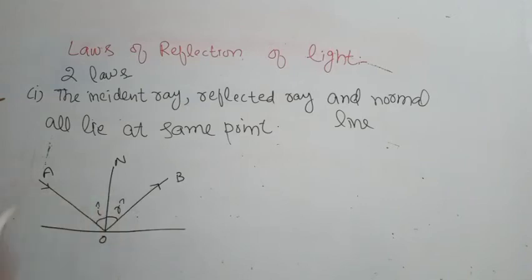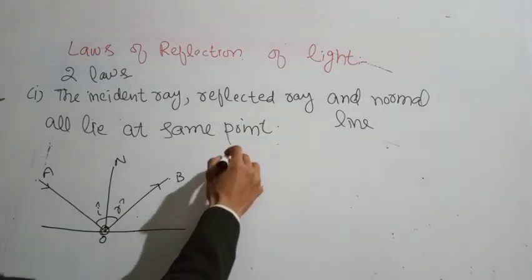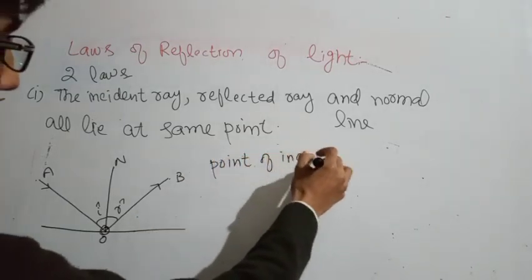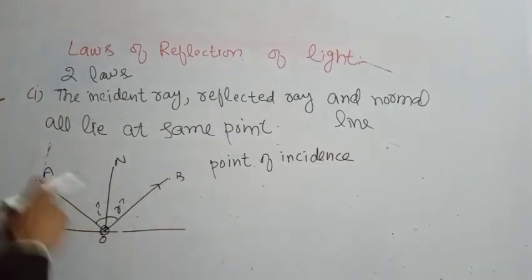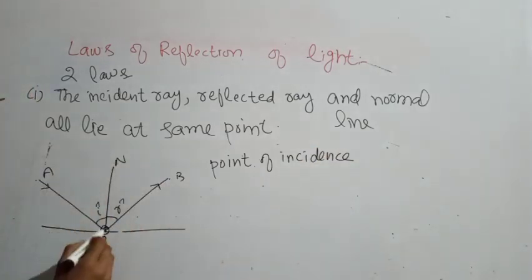Now we see that the incident ray OA, the reflected ray OB and the normal ON all lie at the same point O. So this one is the point of incidence. All these rays, all these points meet at one point here, at point O. So this is the first law of reflection.